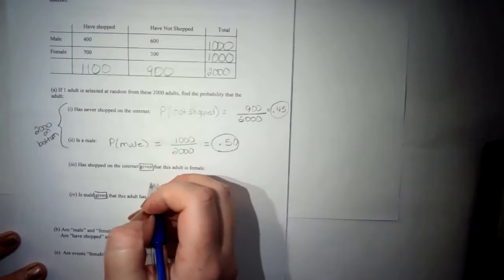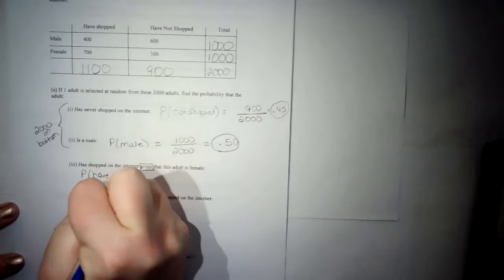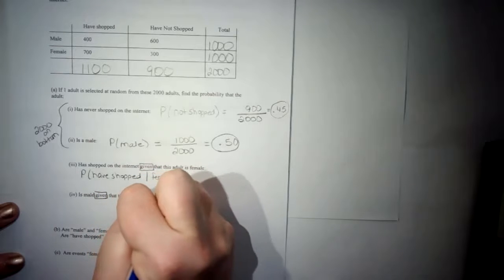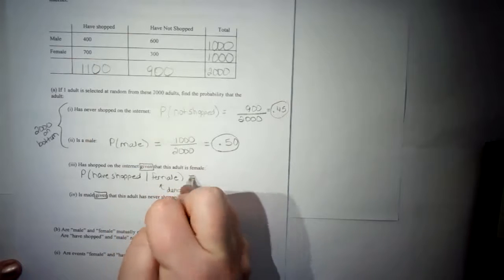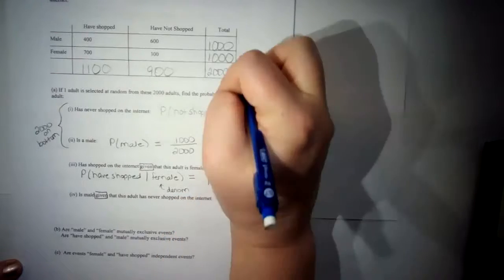All right, if I wanted to write this over, just in case you see it like this, it would be the probability that they have shopped, given, that's the line, the person is a female, okay? So if you saw that, that's the same thing as that sentence. Now remember, whatever's after the given is the denominator. So in this case, the female total is the denominator. Okay, female total is 1,000.